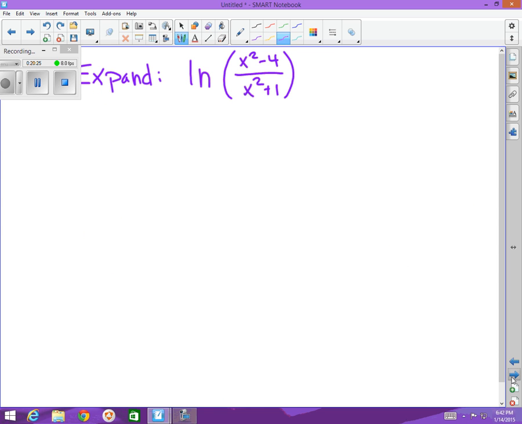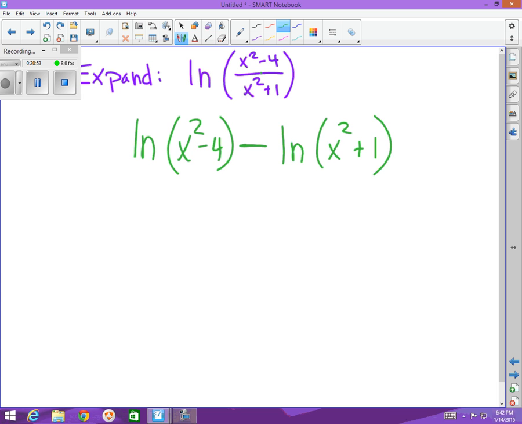All right, moving on. We have to expand this expression, and we kind of did one before where we condensed, and expanding is the inverse of condensing. So here we have ln of (x squared minus 4) over (x squared plus 1). So we have this, and we have that, and it's division in between, so that means subtraction. So we have ln of x squared minus 4 minus ln of x squared plus 1. And that's all you can do.